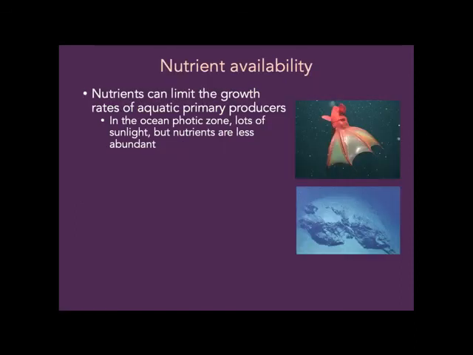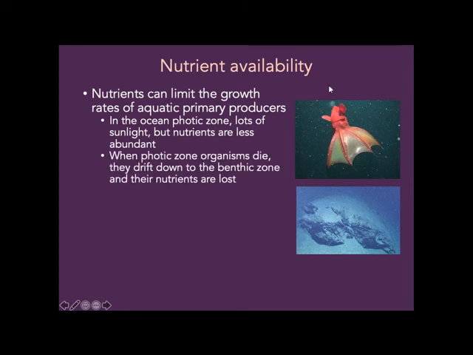All right, so let's think about nutrients in water, okay? So obviously everything needs nutrients, okay? And if you have primary producers and they can't get nutrients, then they can't live, right? So the issue that you have is in the photic zone of the ocean, you get all the sun you want, right? But less nutrients, because every time something dies or sheds nutrients, it just rains down to the bottom, okay? So on the bottom, lots of nutrients, no light. On the top, lots of light, no nutrients, okay? So anything that dies will drift down to the benthic zone, and their nutrients are basically lost from the photic zone.